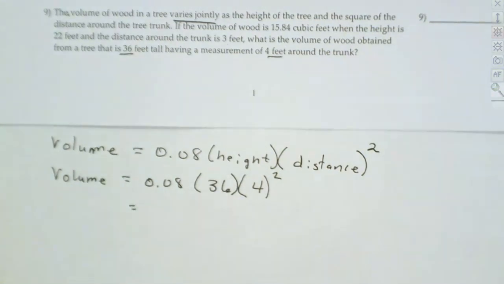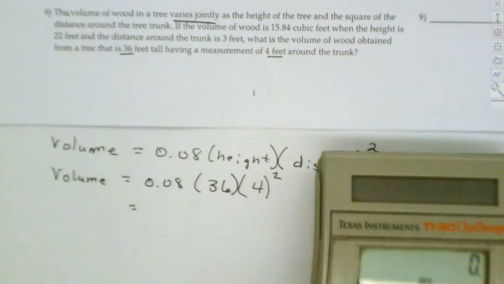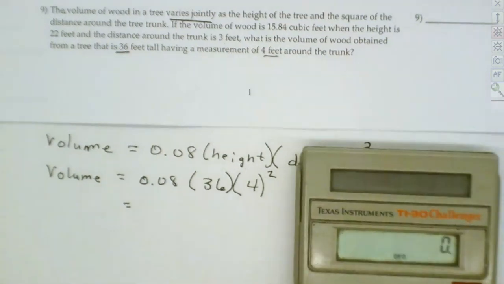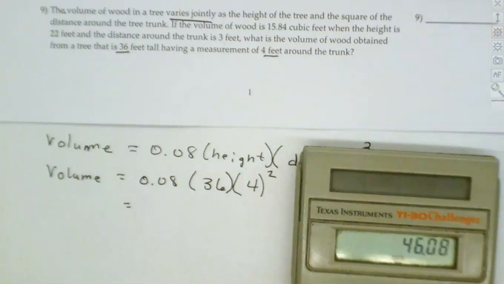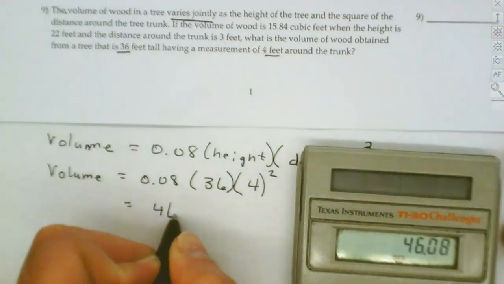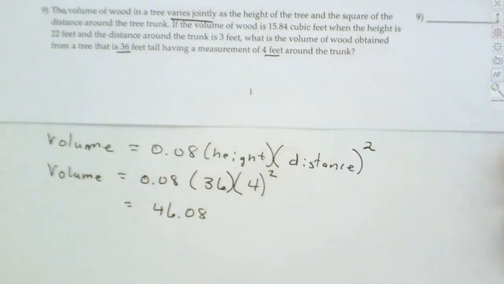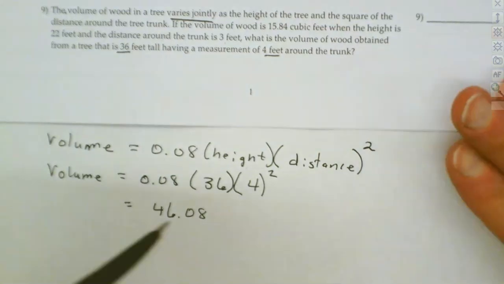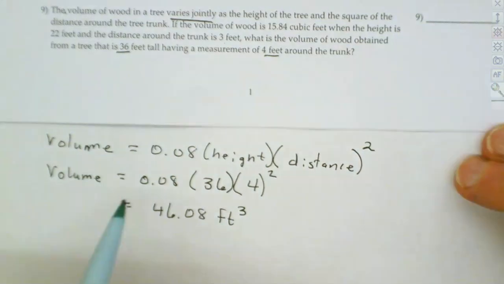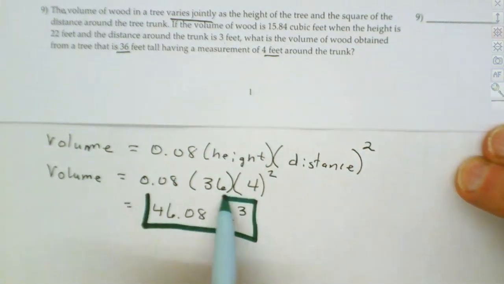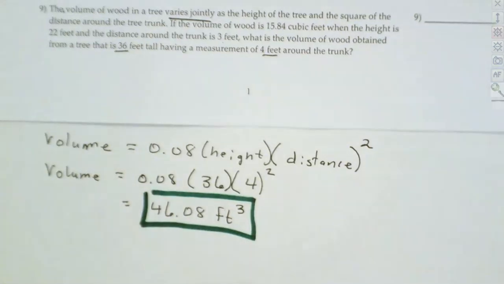We'll go ahead now and multiply these together. Don't forget you got to square that 4. So 0.08, we'll multiply that by 36, multiply that by your 4 squared, which is 16, and that gives you 46.08, and we need to make sure that we label it. Now, these are going to be in feet. This is a volume, so when we talk about volumes, it's in cubic units. So it would have a volume of 46.08 cubic feet. So make sure you label them.